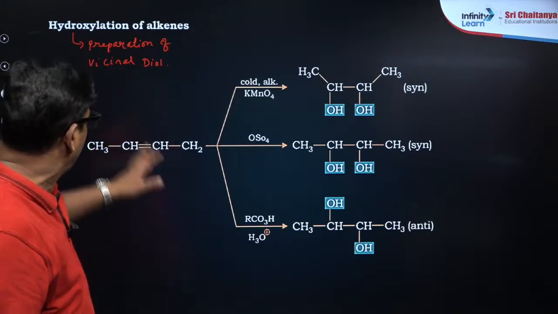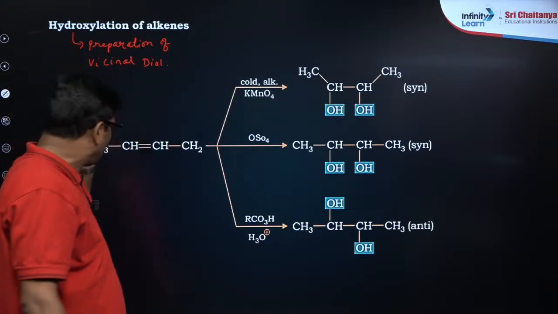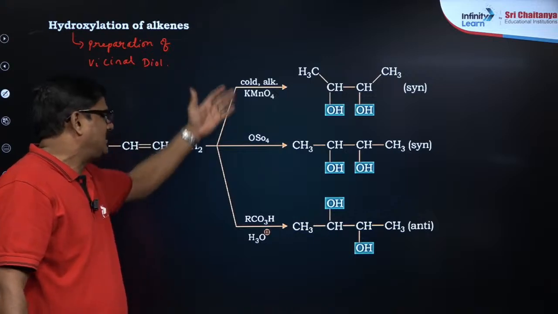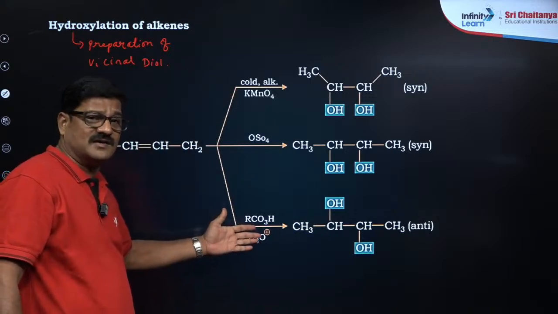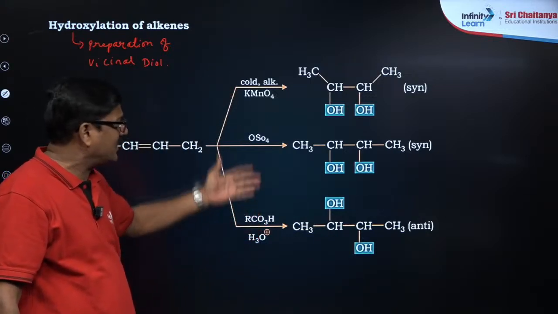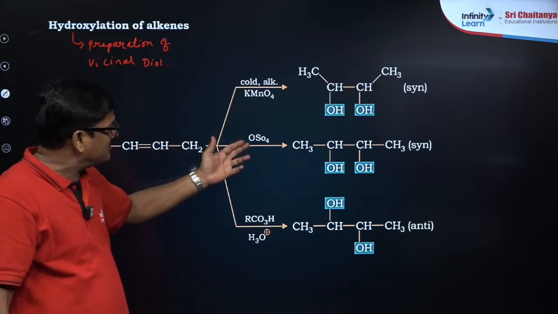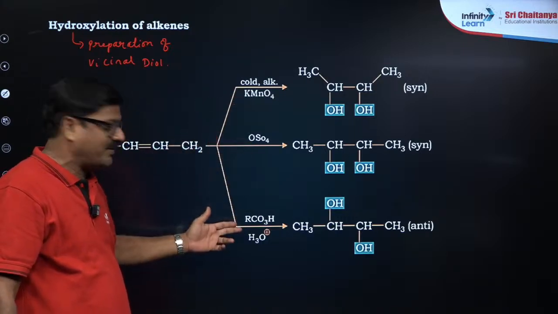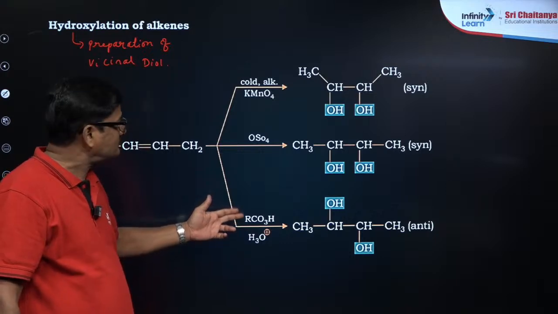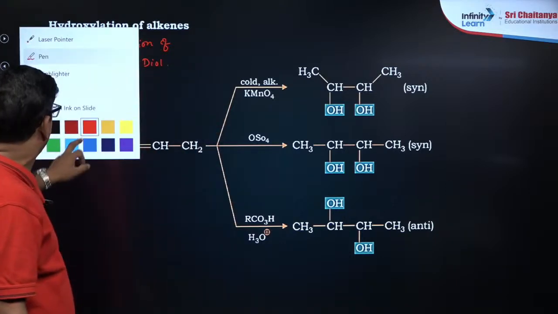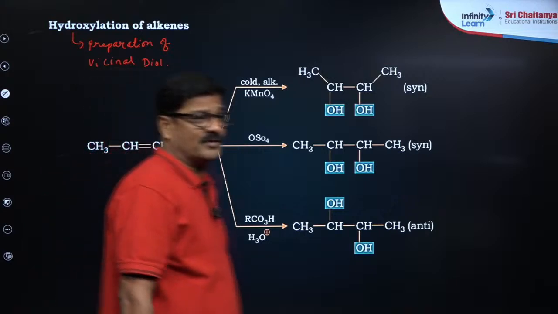In this preparation of vicinal diols, you just look at the alkene, and these are the reactions that we already discussed in alkenes: alkaline KMnO4, osmium tetroxide, and peroxy acids. Alkaline cold KMnO4.